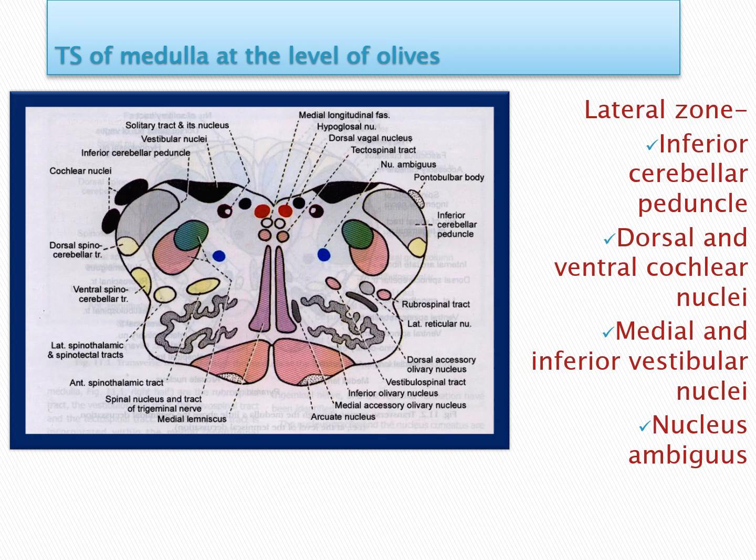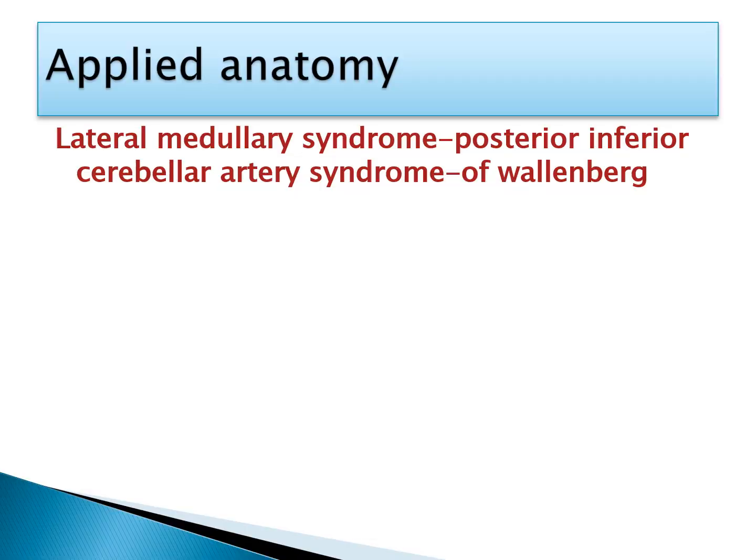So now we have completed this central part, the intermediate part. Now we are seeing what is present in the lateralmost part. We have the inferior cerebellar peduncle, cochlear nuclei, ventral and dorsal cochlear nuclei, vestibular nuclei, and next to that we have learnt nucleus ambiguus also. So these are the structures in the lateralmost part. So we have completed the three levels of transverse section of the medulla. Now we will move on to the applied anatomy.